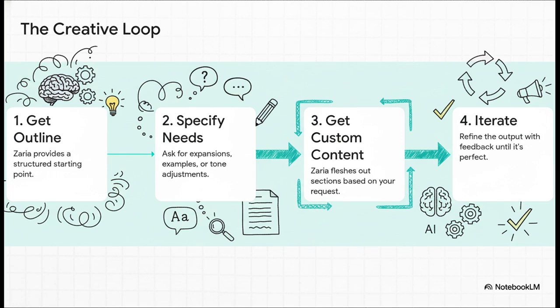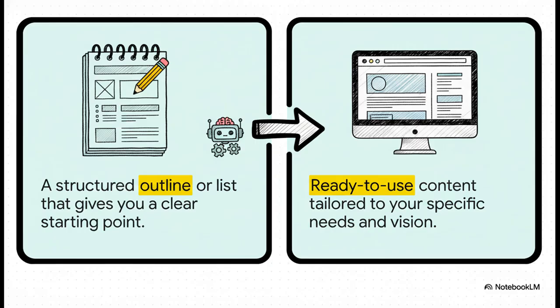So Zaria might start by giving you a basic outline for, say, a blog post. Then you jump in. You might say, hey, can you add more examples to that second point? Or let's make the tone a bit more casual. Zaria refines it, and you go back and forth like that until it's exactly what you want. And look at the transformation here. You start with just the bare bones, right? A simple outline. But through that collaboration, you end up with a fully fleshed out, polished piece of content that's ready to use and perfectly matches what was in your head.